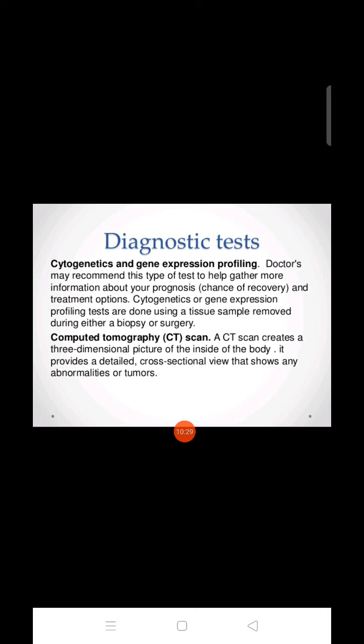Next one is a CT scan. A CT scan creates a three-dimensional picture of the inside of the body. It provides a detailed cross-sectional view that shows any abnormalities of the tumor, and we are able to see the cross-sectional view also.